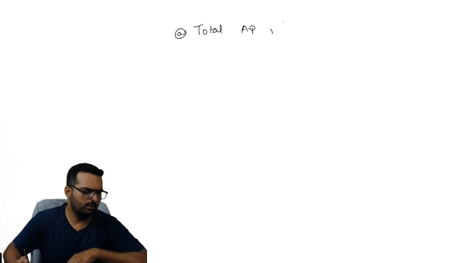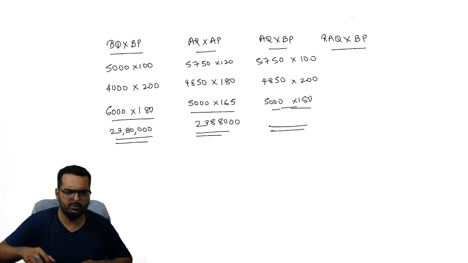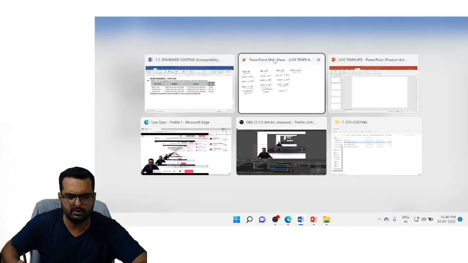RAQ it will be, I'll do it over here. Point number A, total actual quantity. It is not RBQ, it is RAQ. Why did you say RBQ? 15,600 is the total actual quantity.